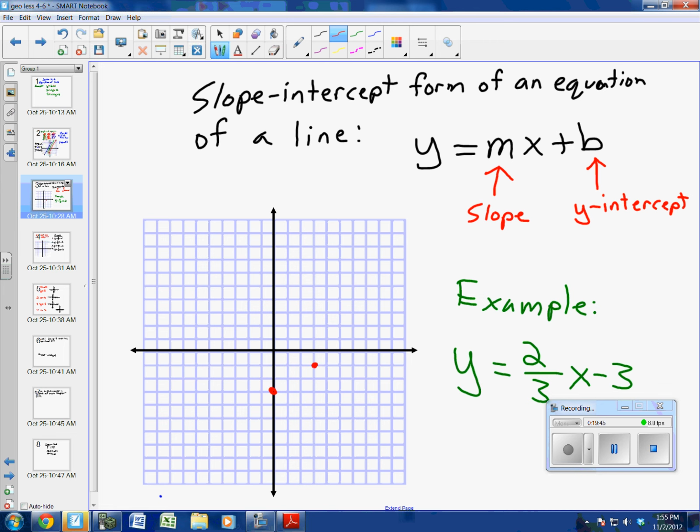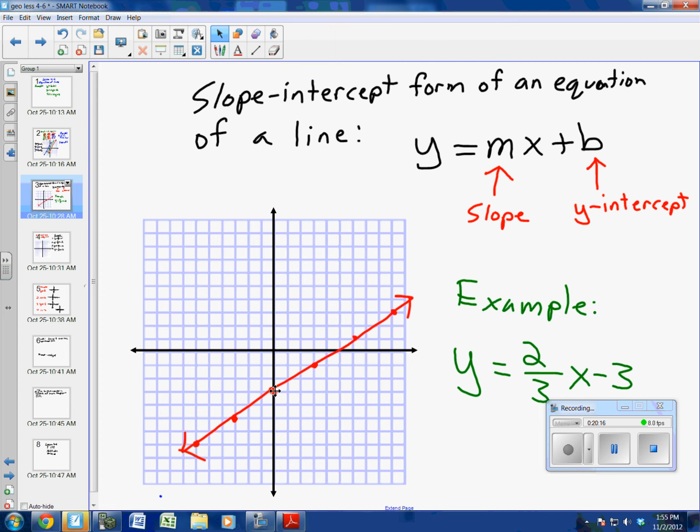I can go up 2 more and over 1, 2, 3, and that's another one. Up 2, over 1, 2, 3, and there's another point. Or I can go back to the y-intercept again and go down 2 and to the left 3, and there's a point. Down 2 and to the left 3, whoops, that wasn't 3, was it? Down 2 and the left 3, and there's another point. And you can continue doing that. And there is that line graphed.